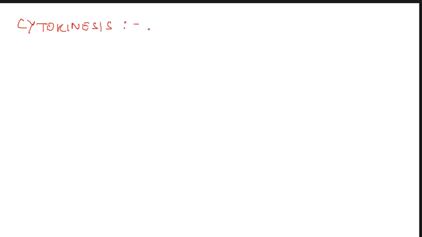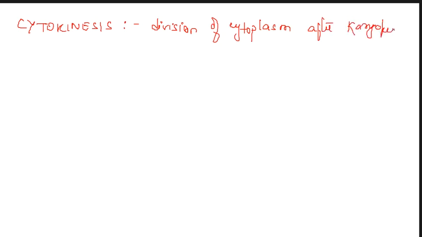Okay, so cytokinesis is the process of division of what? Division of cytoplasm. I think you all know about it, right? And this process happens after karyokinesis, that is the nuclear division. So first is the nuclear division, then the cytoplasmic division, and they both are part of cell division. The process of cytokinesis in the plant cell and the animal cell is different.